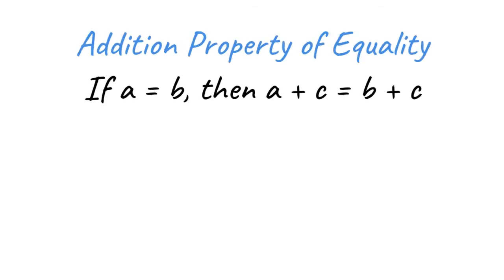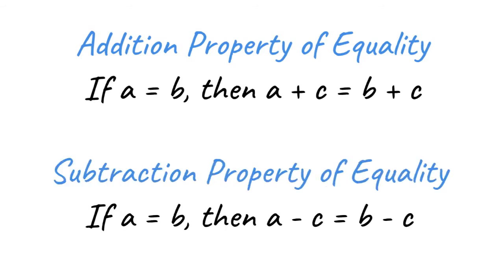So let's talk about properties of equality. In equations, we have the addition property of equality, which says that if a equals b, then a plus c is equal to b plus c. And the subtraction property of equality says that if a is equal to b, then a minus c equals b minus c.